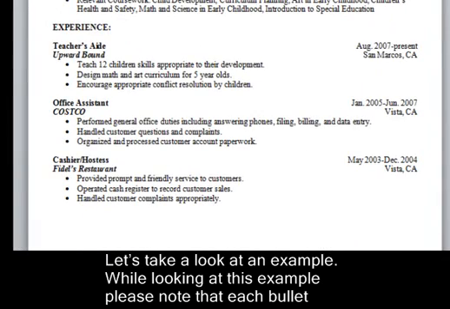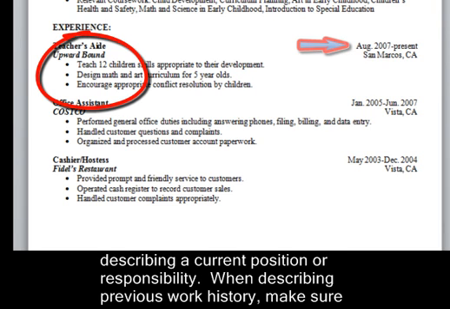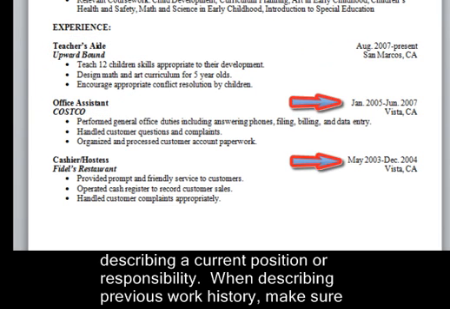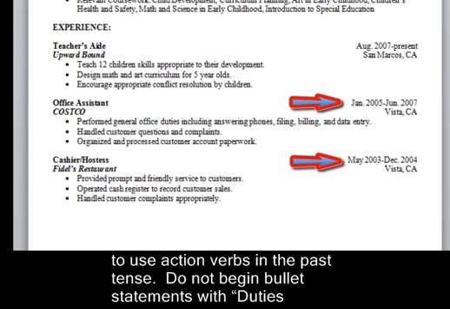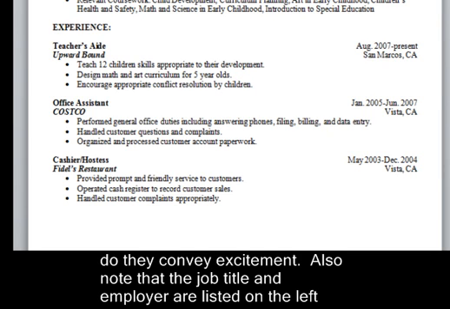While looking at this example, please note that each bullet statement begins with an action verb. Action verbs should be used in the present tense when describing a current position or responsibility. When describing previous work history, make sure to use action verbs in the past tense. Do not begin bullet statements with "duties included" or "responsible for" or words ending in "ing." These are not action verbs, nor do they convey excitement.